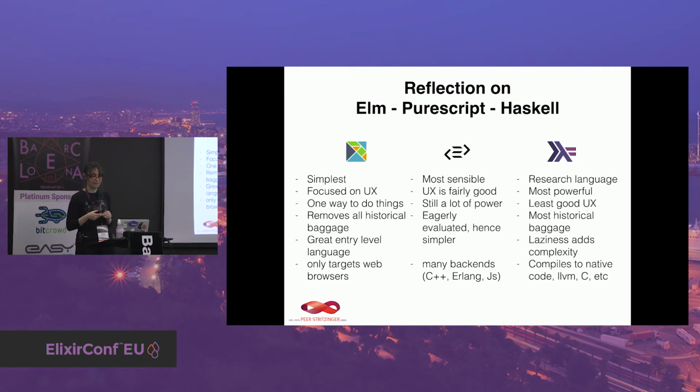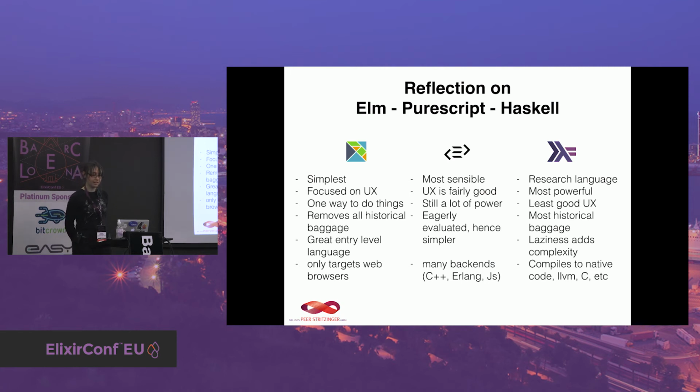So the next step on this ladder is Purescript, which is, I think, a very sensible language. They choose a middle ground between extreme power and extreme simplicity. They still have good user experience, especially with tools, but they also worry a bit more about power than Elm does. And also, Purescript is eagerly evaluated, so you don't have to learn about laziness. I mean, laziness is useful in many ways, but if you're learning, you don't want to worry about what laziness is doing to the performance of your code. So it's a bit easier to reason about. It's also got many backends, including Erlang. So you can generate Erlang from Purescript, also C++ and JavaScript.